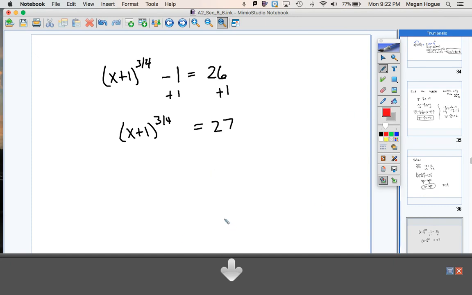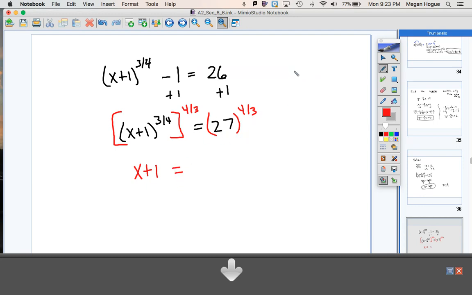And remember what we're going to do here. We're going to use an exponent. Think about what exponent I need to use to get that to cancel. Well, whatever I put here, I'm going to be multiplying. To get it to cancel, I use the reciprocal. So I'm going to use 4/3. So over here, I'm going to have x plus 1.